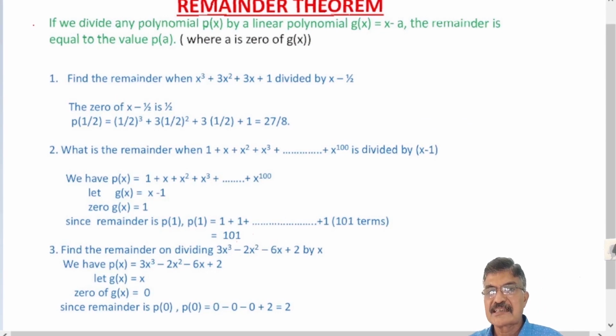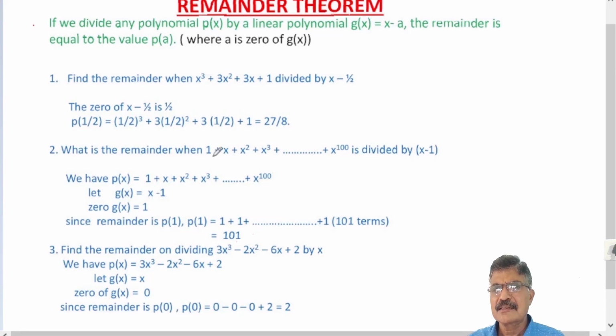Next we will look at the remainder theorem. The remainder theorem states that if we divide a polynomial p(x) by a linear polynomial g(x), linear polynomial meaning a polynomial with degree 1, x minus a, the remainder is equal to p(a). This a is the zero of this polynomial, the zero of g(x).